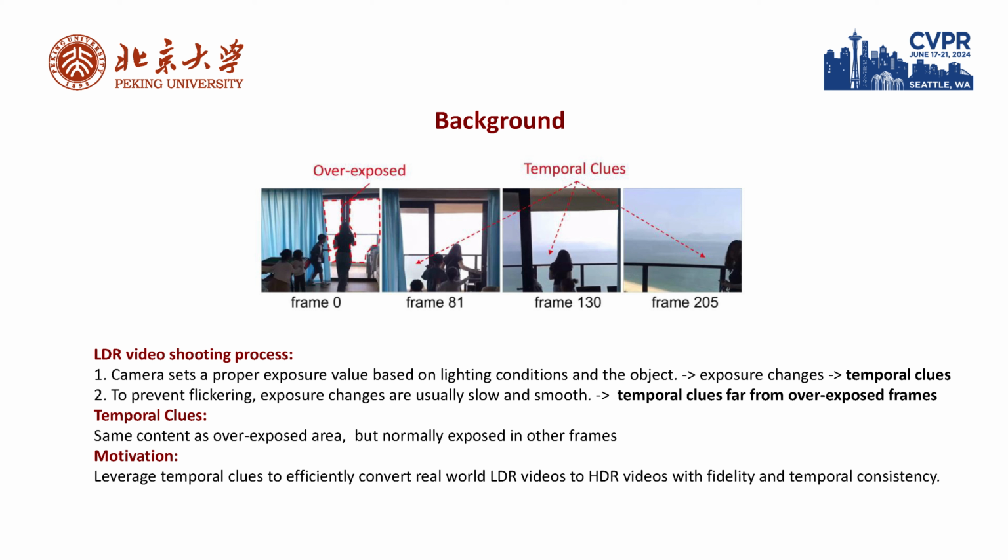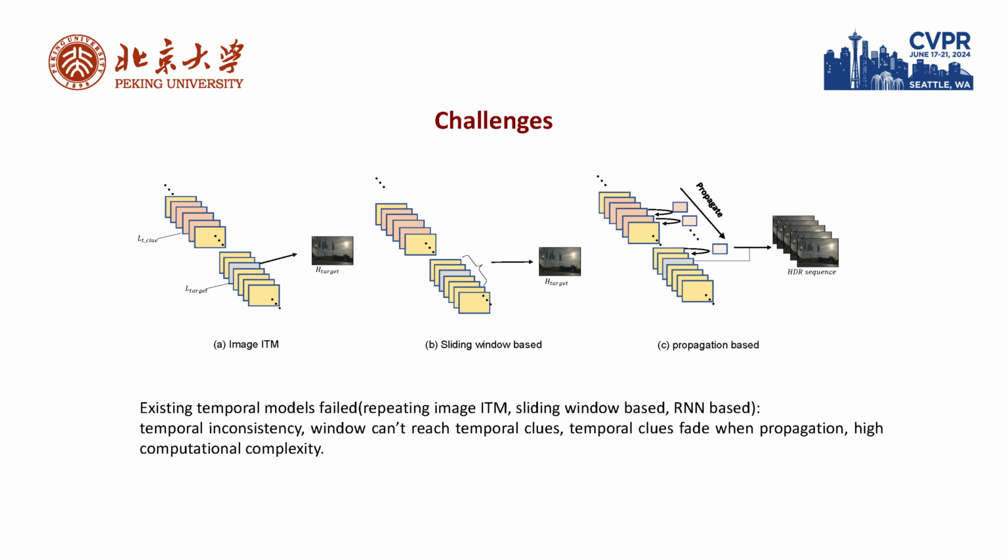Exposure changes tend to be designed very slow and smooth to ensure the filmed video does not flicker. This means temporal clues are often far away from the current overexposed frame. We want to leverage temporal clues to efficiently convert real-world LDR videos to HDR videos with fidelity and temporal consistency.